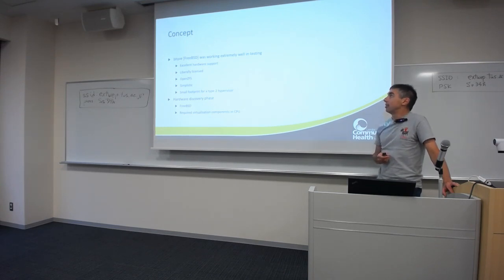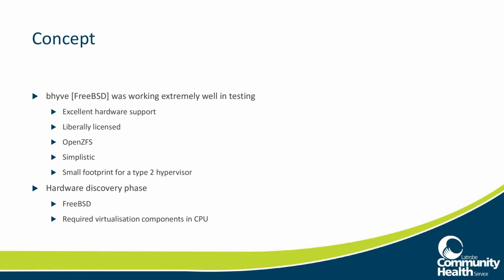So the concept. We started off with bhyve just because I already had it in testing and it was working extremely well. OpenBSD worked on it with Grub's bhyve, and for Windows 2016, the UEFI support came online at the right time. So that hit the mark. We were off to the races, basically. We had a hypervisor ready to go. Bhyve and FreeBSD was also chosen because of the liberal light BSD license. We could do what we wanted.